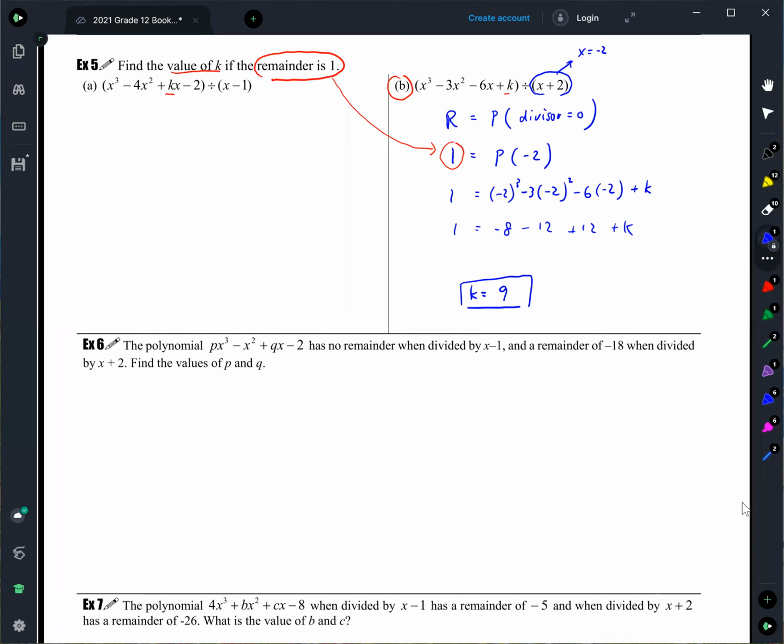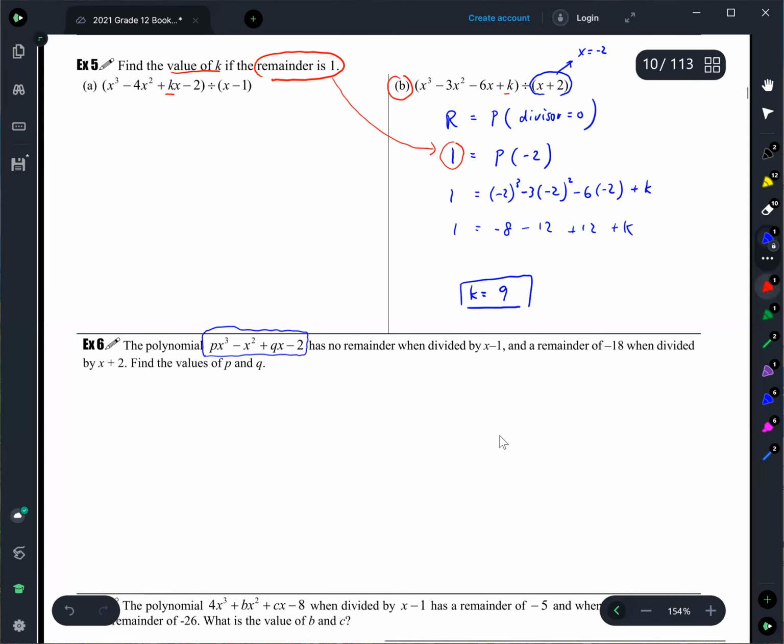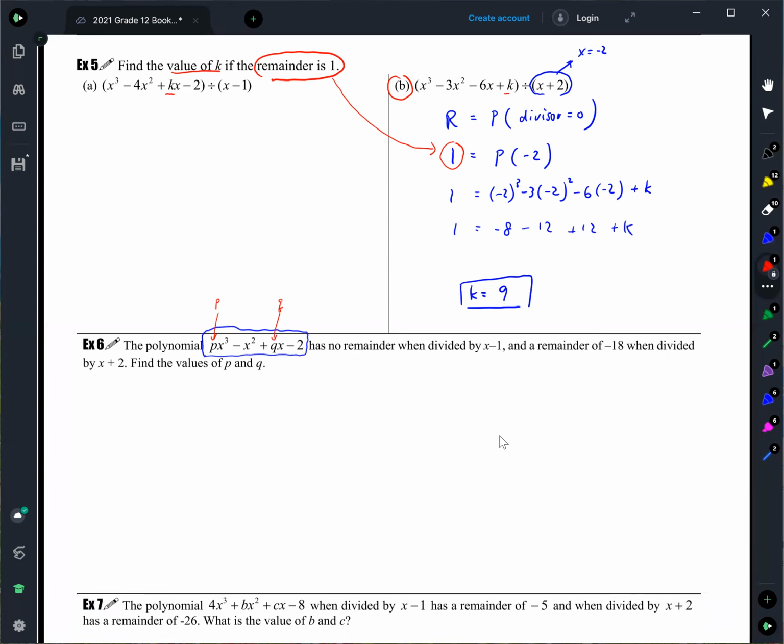Okay, so question 6 is also looking for a missing coefficient, right? We have a polynomial again, and it has 2 missing coefficients. One is the P, right? P is missing, Q is also missing. So it's not just missing a k. In the last question, we were missing just one unknown.